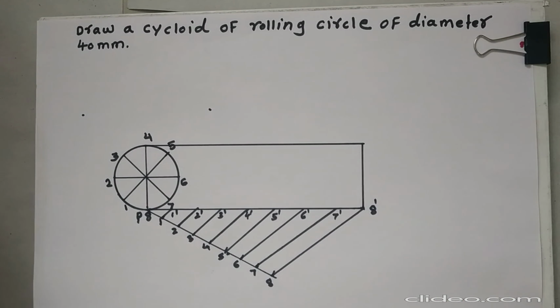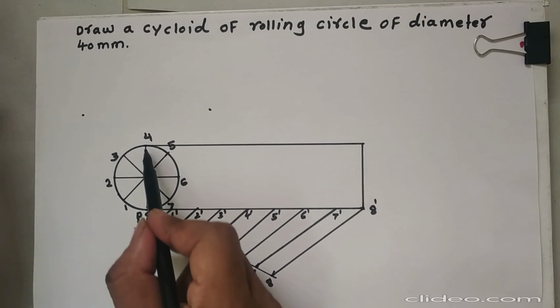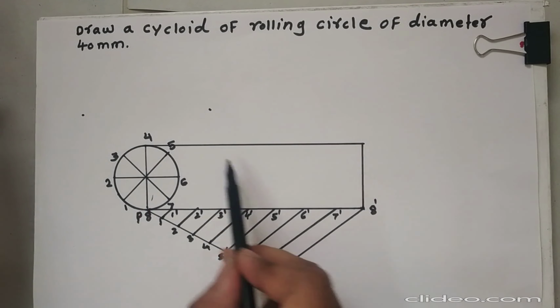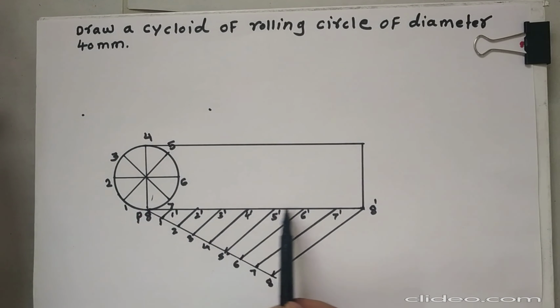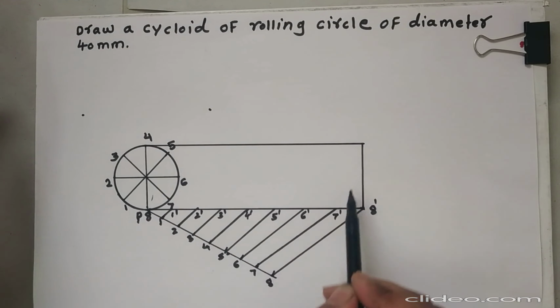Okay, so what we did, we drew one vertical line. This vertical line should be parallel to this line. Next, this horizontal line should be parallel to this horizontal line. Okay, so we have closed it, and we have constructed one rectangle box.